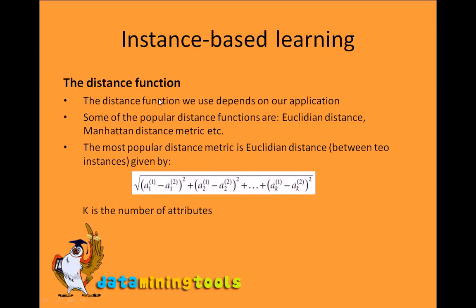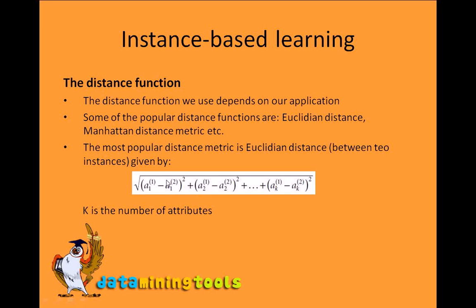Now how do we calculate the distance between an instance in the training set and an unclassified instance? The distance function we can use basically depends on our application. For different applications we have different distance functions. Some of the popular distance functions are Euclidean distance, which we are going to demonstrate, then we have the Manhattan distance metric and many others. The Euclidean distance is given by this formula.